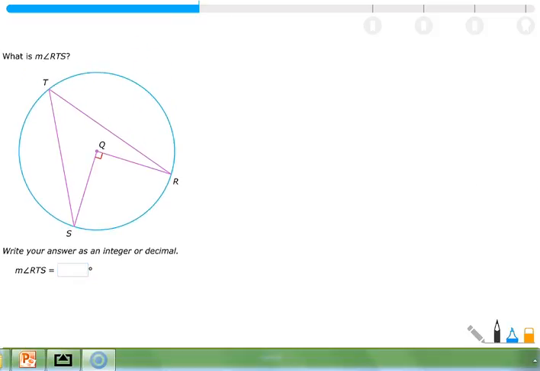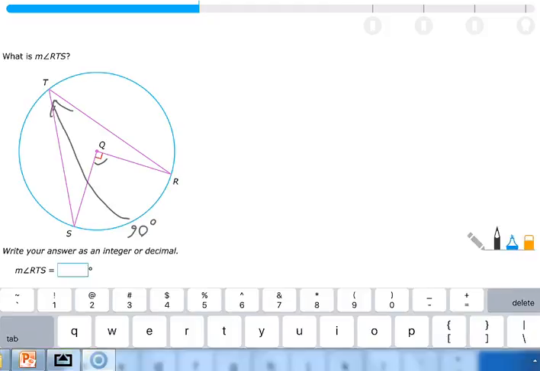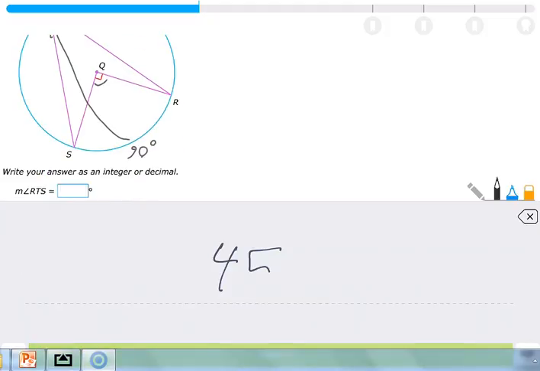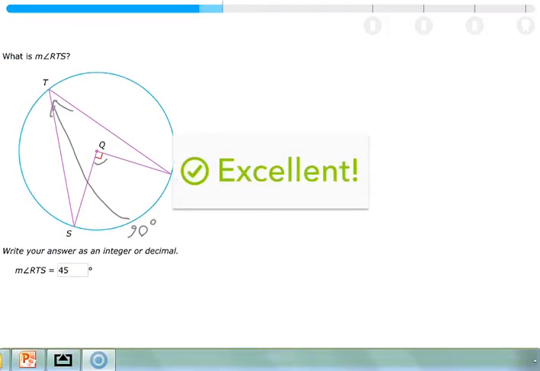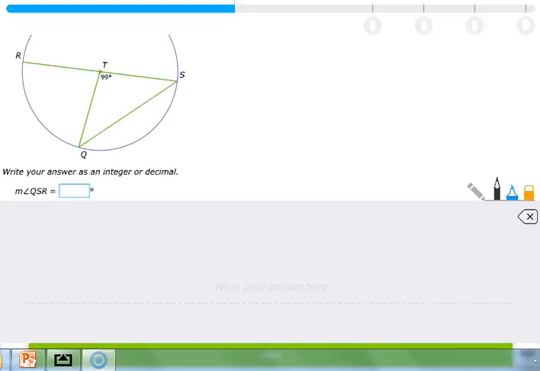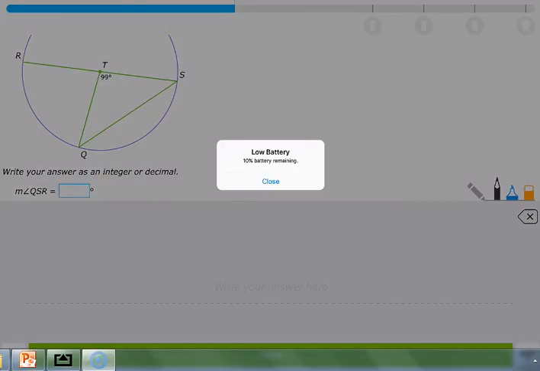Ooh, a right angle. Let's see. What is the measure of RTS? We have a right angle here, which is 90. It means this is a 90 degree arc, because that's the central angle. And so this angle here is half of that. So RTS is 45 degrees. A really common mistake is people not following that system of logic, and kind of arbitrarily multiplying by 2 or dividing by 2.